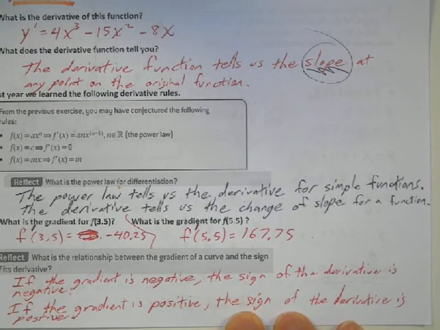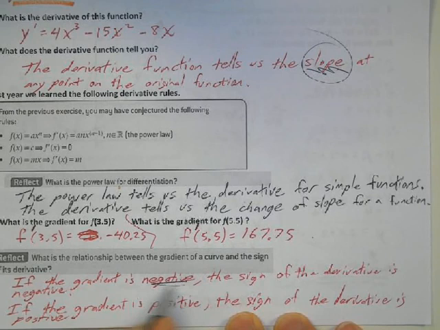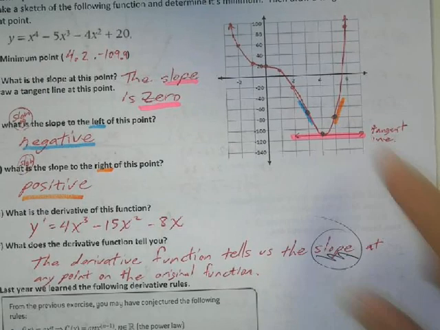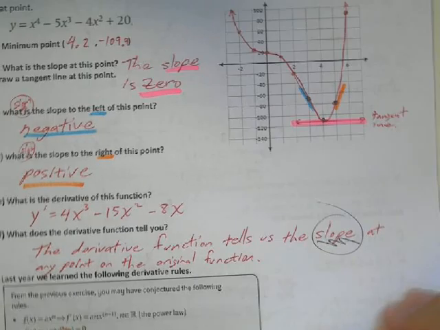Okay, so what is the relationship between the gradient of the curve and the sign of the derivative? This is a review from last time we taught this. If the gradient is negative, that means the sign of the derivative is negative. If the gradient is positive, that means the sign of the derivative is positive, and it also means we've got a positive slope. I hope this is good review. Hope you remember this.